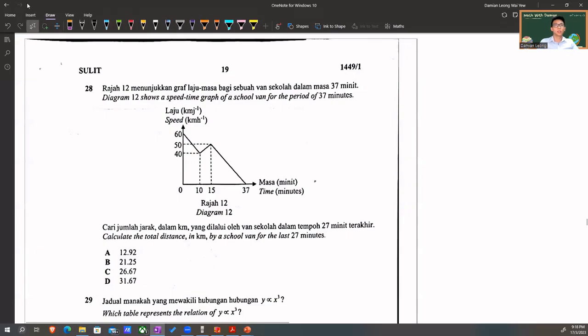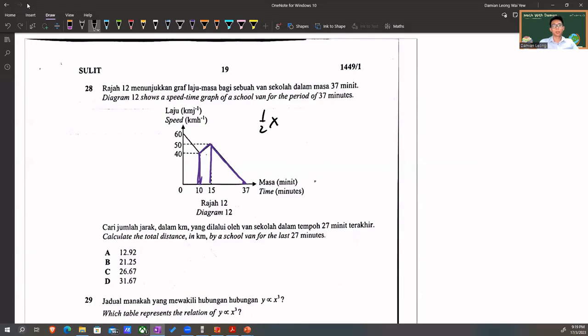Question 28. Speed against time graph. I want total distance traveled by a school van for the last 27 minutes. Last 27 minutes means from 10 until 37. Total distance means area under graph. So area here. So I have to split trapezium and triangle.